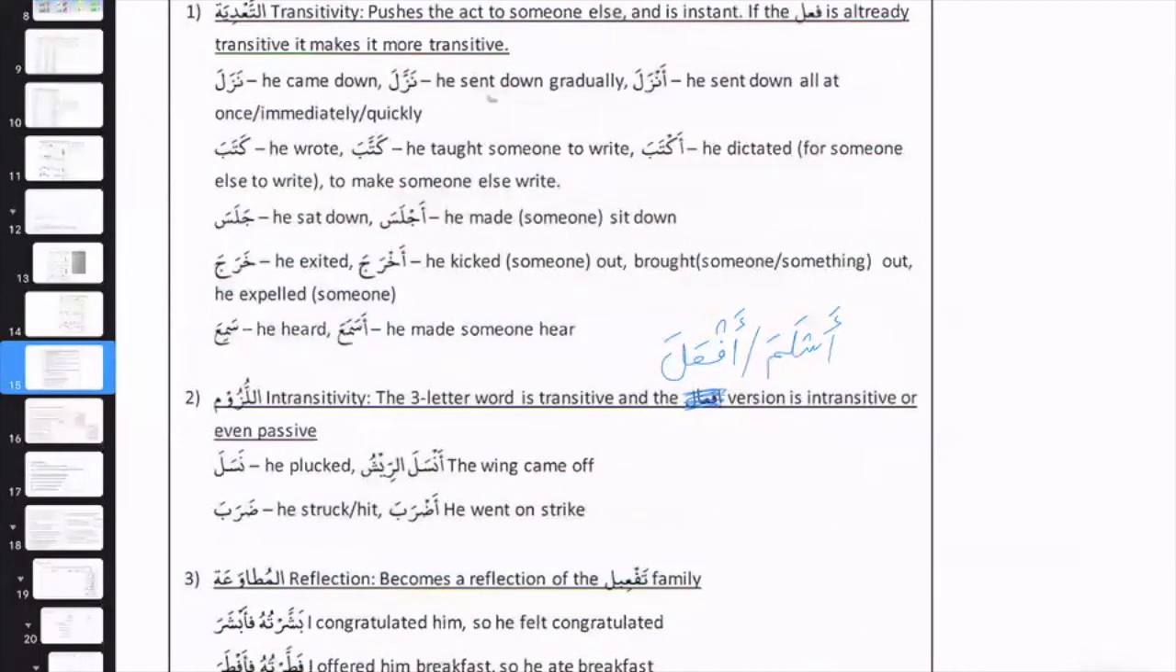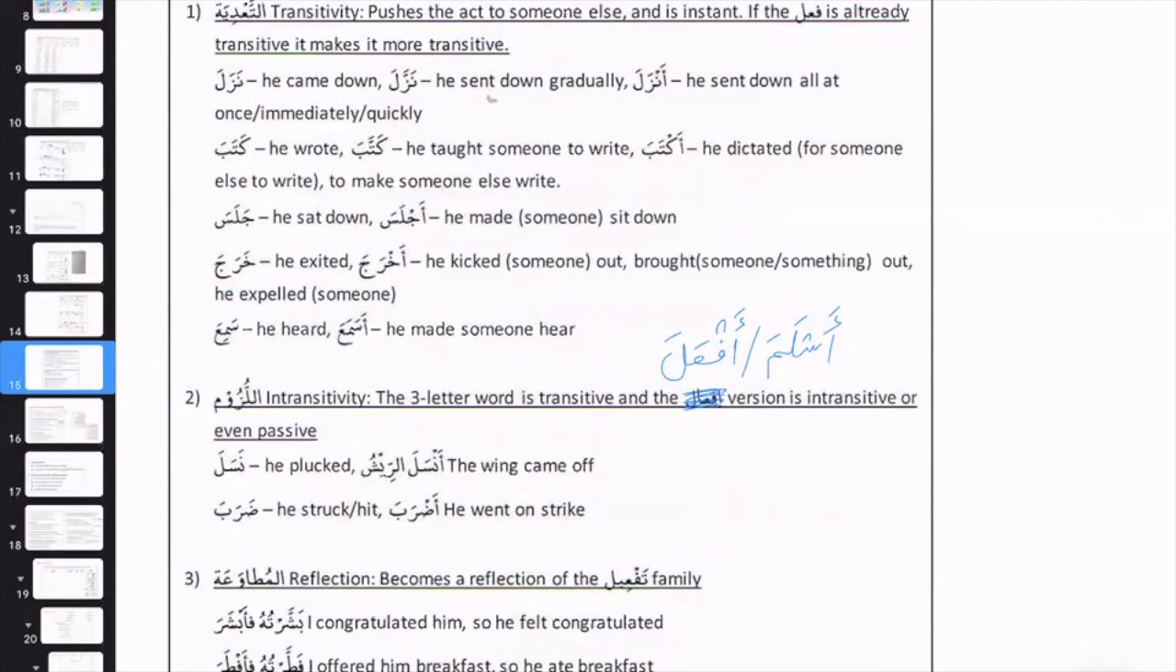Kataba, he wrote. Kattaba, he taught someone to write. And then family 4, aktaba means he dictated for someone else to write or to make someone else write. Jalasa, he sat down. Ajlasa, he made someone sit down. Kharaja, he exited. Akhraja, he kicked out someone or something. Sami'a, he heard. Asma'a, he made someone hear.